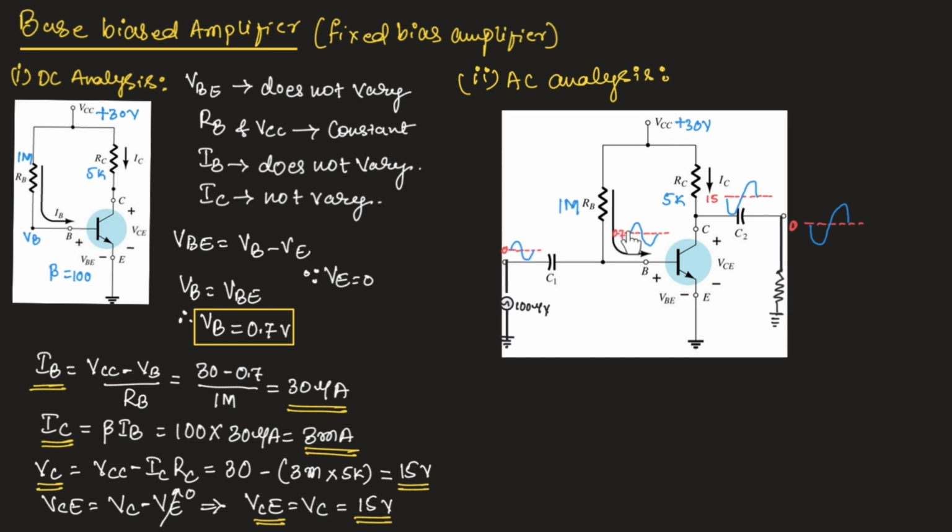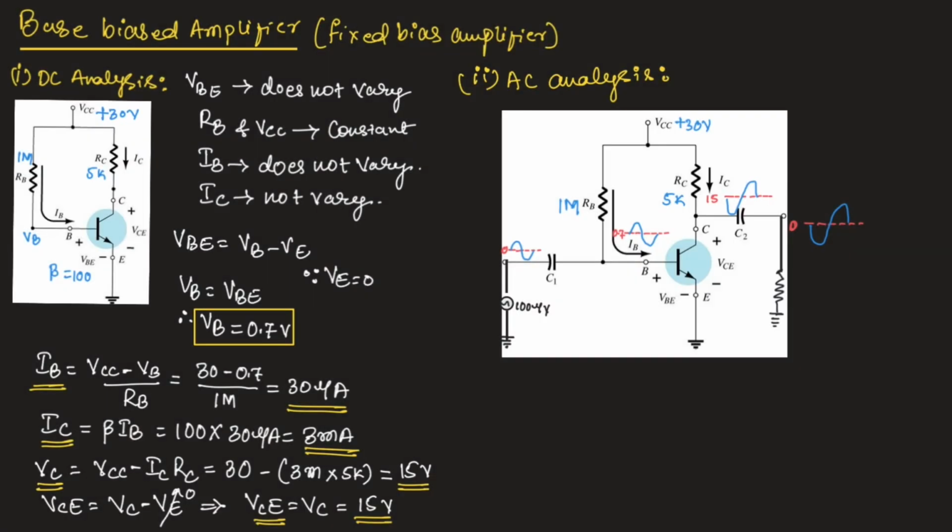So whatever variation that happens at base, this variation will cause the variation across the collector terminal. So this is about base bias amplifier.